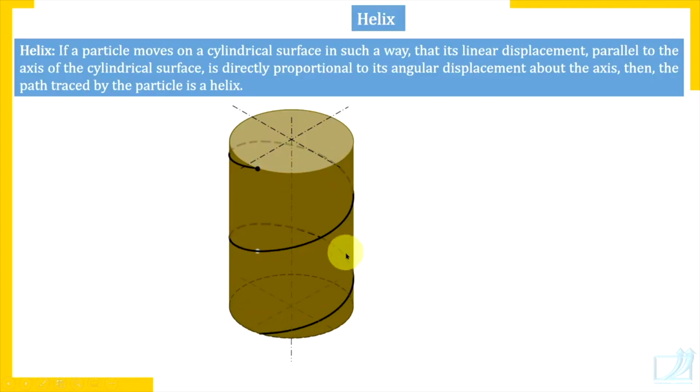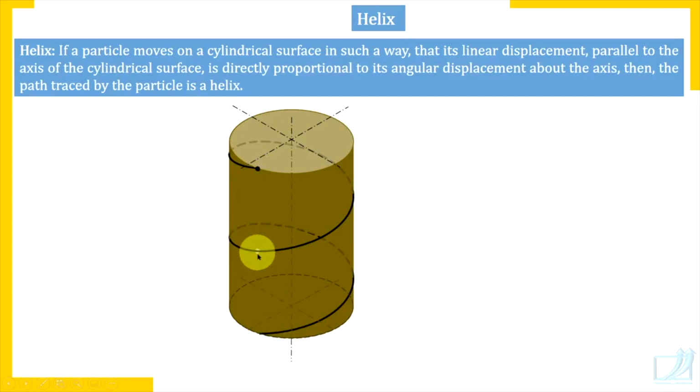It is like a spring. You must have seen helical springs. So this black line, that is a path, is like a helical spring. In this case, particle starts at bottom, and in 2 complete revolutions it reaches at the top of the cylinder.